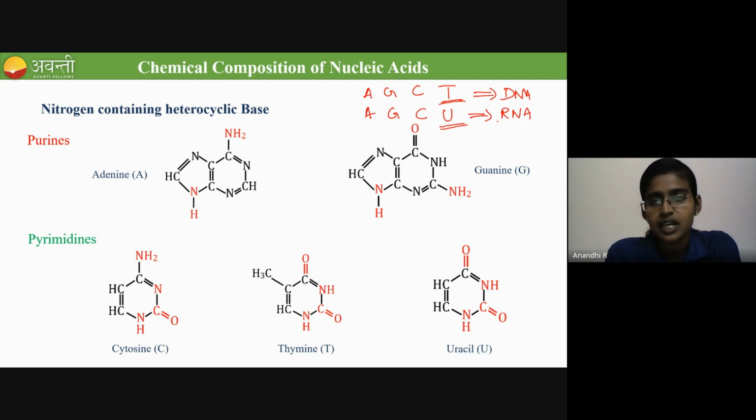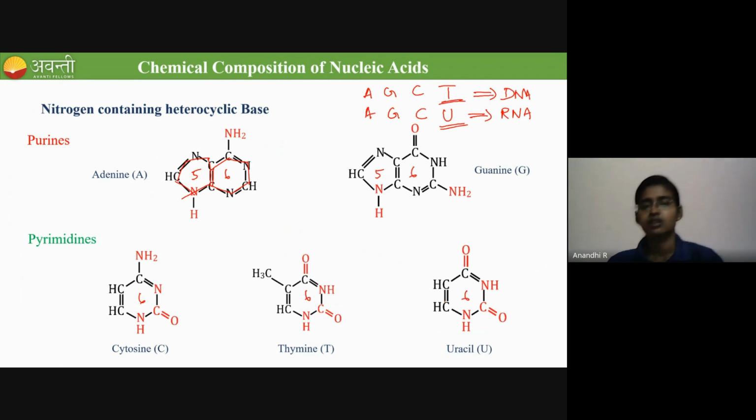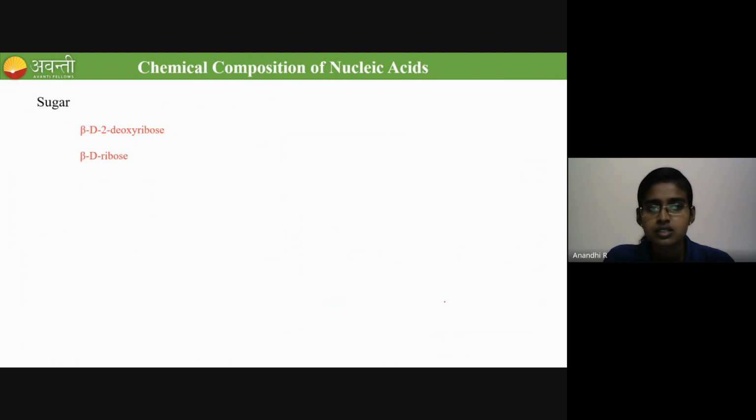So the purines consist of both 5-membered as well as 6-membered rings. You can see, we are having one 6-membered ring and one 5-membered ring in adenine as well as in guanine. And all the pyrimidines consist of only one ring, that is a 6-membered ring. Okay. Got it?